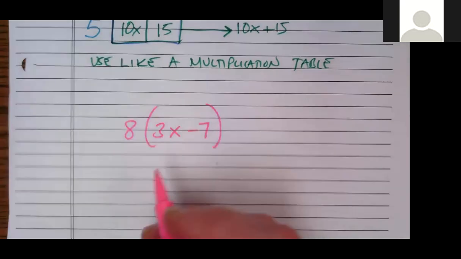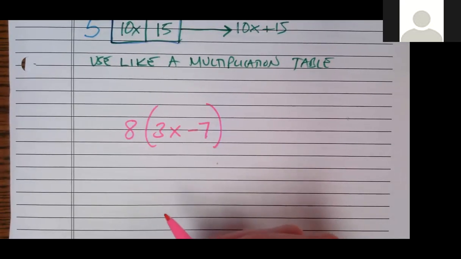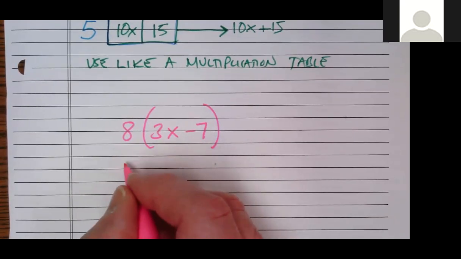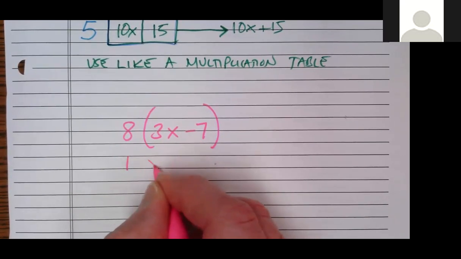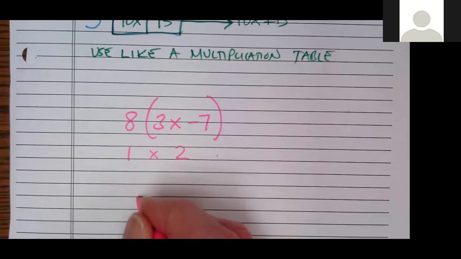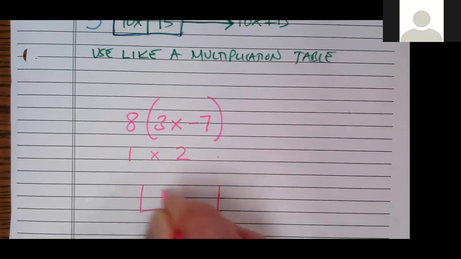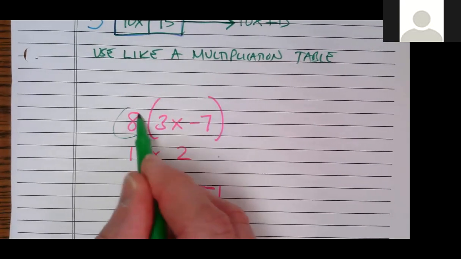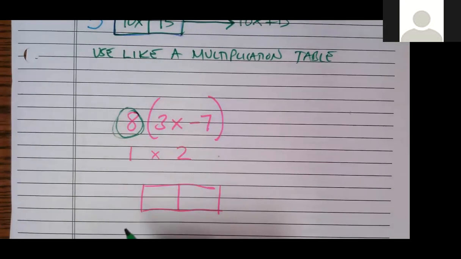So again, what I tend to do first when I'm doing this, before I make the box, I just count my terms. So there's 1 term by 2 terms. So that's what my box is going to look like when I make it. So I do a 1 by 2. And then I put my stuff where it goes. So here's my question. Where's that 8 going to go? Where do I put that? On the side or on the top?